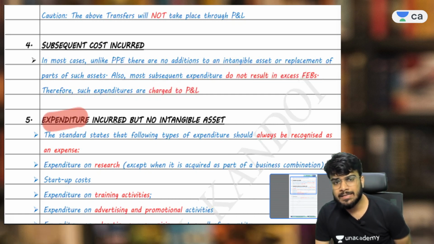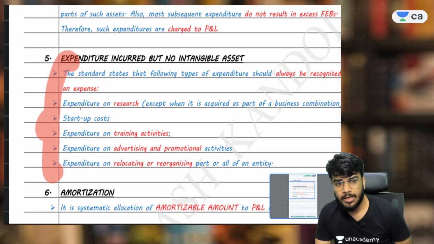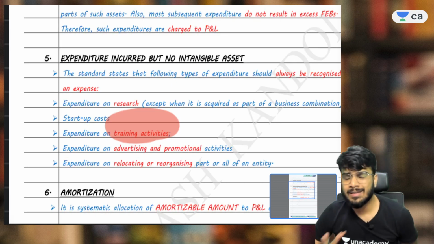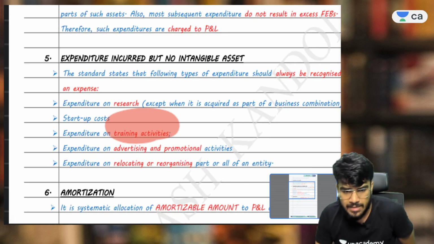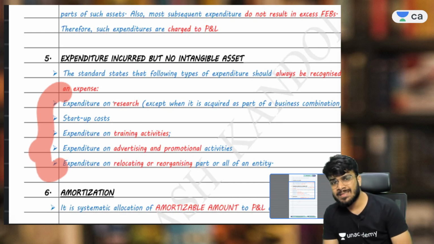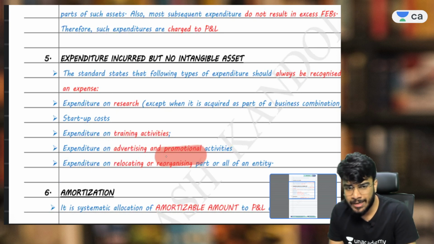5th point, expenditure incurred but no intangible asset. I had always told you to remember this list. In case of these expenses, irrespective of what the question says, irrespective of what the company estimates, the following expenses will always be transferred to profit and loss and will never be recognized as an intangible asset. The expenses are research cost, startup cost, training cost, advertisement and promotional activities cost, and relocation cost, right?